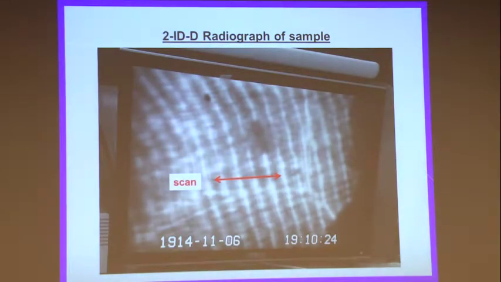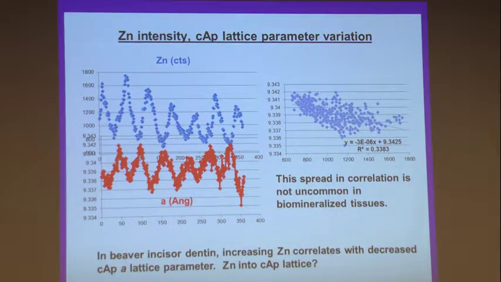So this is a radiograph of, this happened to be, a beaver incisor tooth. And so we could see in the radiograph on the line that there were differences of absorption. Not very interesting. It's nice to see, though, and suggested that we should collect data here. So here we have the variation of zinc fluorescence intensity in one of the scans. Below that, the variation of the A lattice parameter. And you see they're anti-correlated. When one goes down, the other goes up.